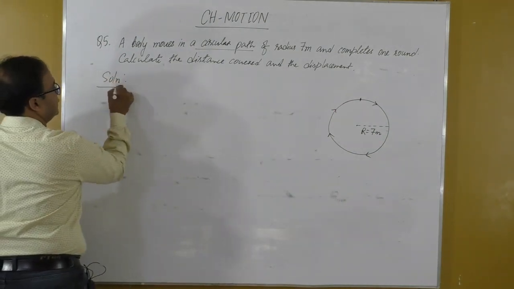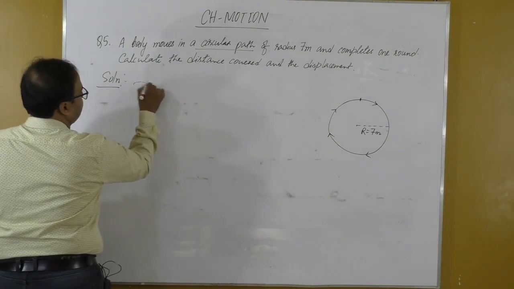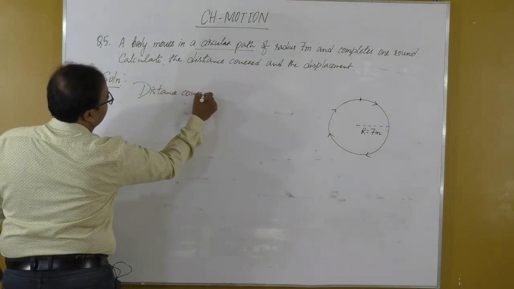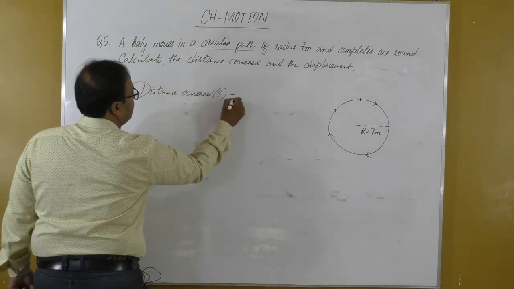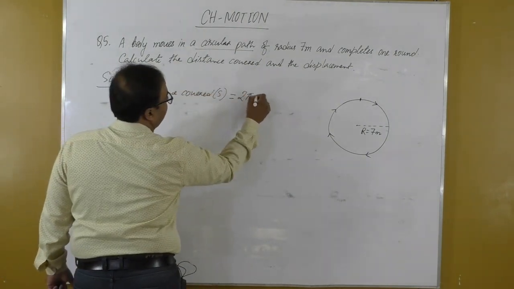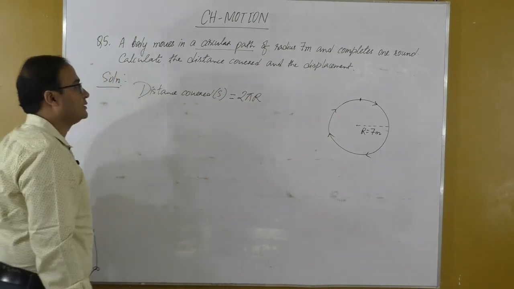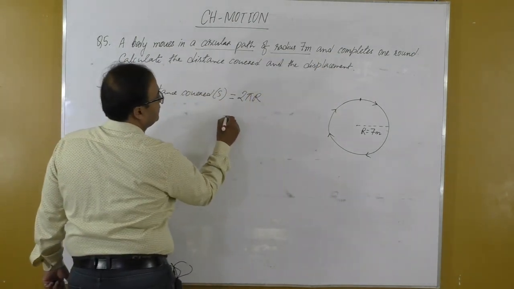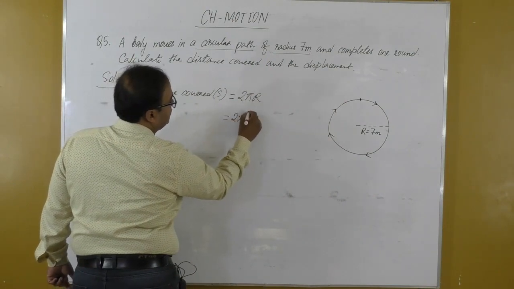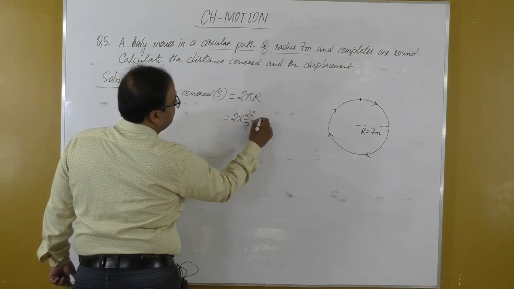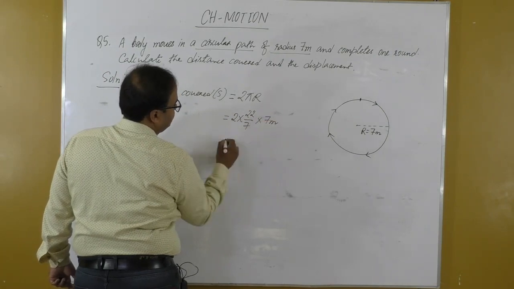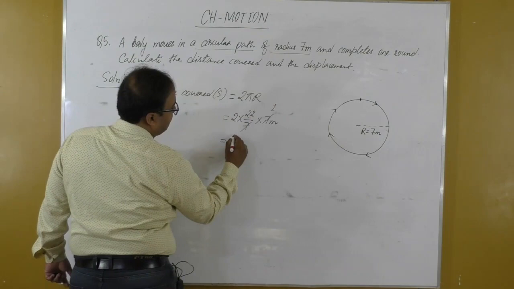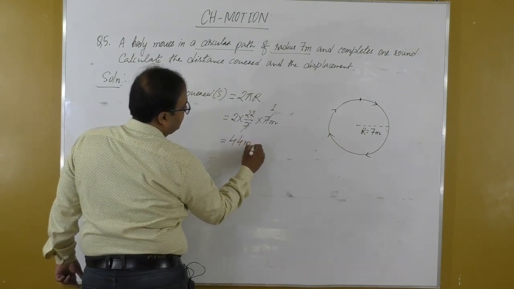and here if I ask you what is the distance covered, we know in circular path in 1 round distance covered will be 2 pi r, where r is the radius, and the radius is given here. Radius is 7 meters. So 2 into 22 by 7 into 7 meters. If you simplify it, you will get 44 meters.